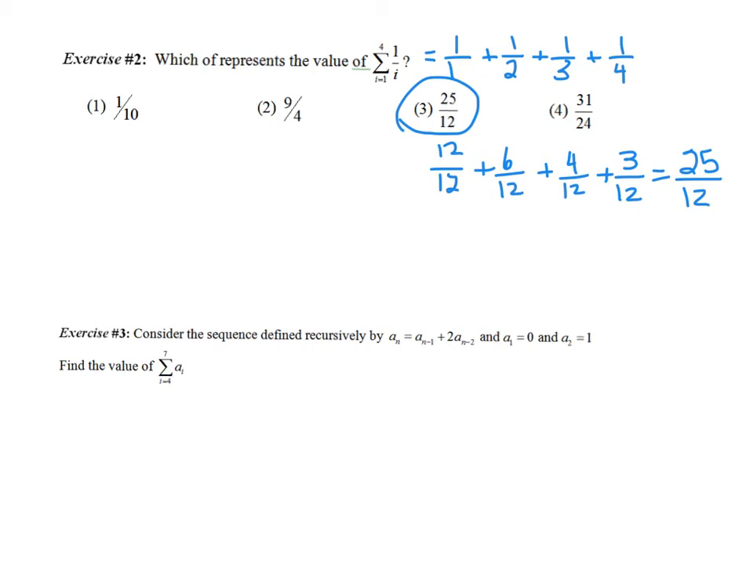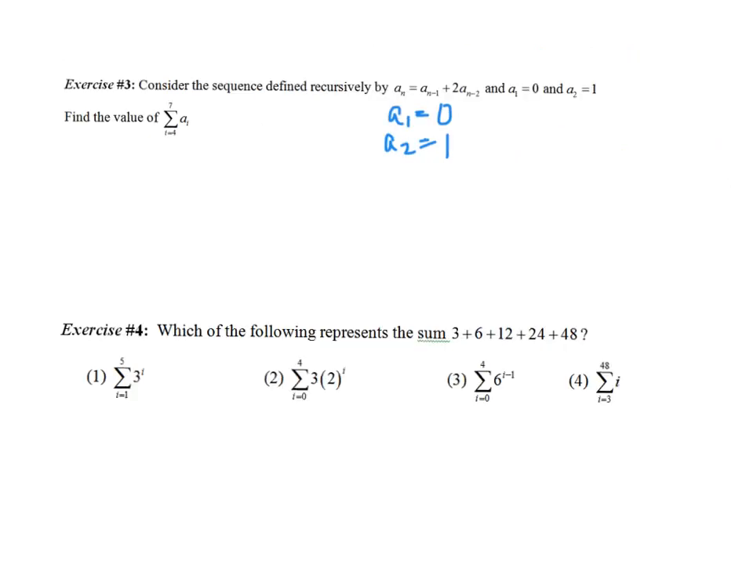Now, sometimes we'll have to figure out what the terms are before we go to our sigma. So if I look at this next example, I see that my sequence is defined by the recursive formula a_n equals the previous term a_(n-1) plus 2 times the term even previous to that, a_(n-2). I've got that a1 is 0, a2 is 1. So I'm going to start listing these terms down. a1 is 0. a2 is equal to 1.